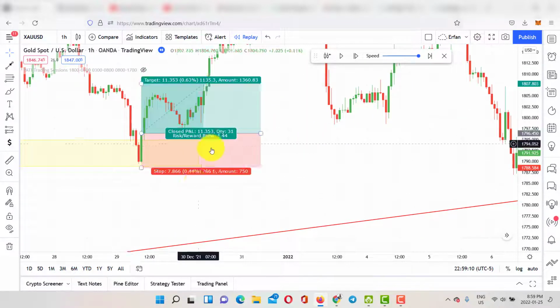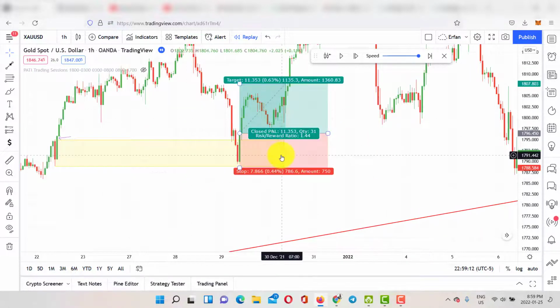It's amazing, guys. I just literally showed you an example, and then you can go back and test it yourself. You will be shocked at how easy and effective this strategy is.